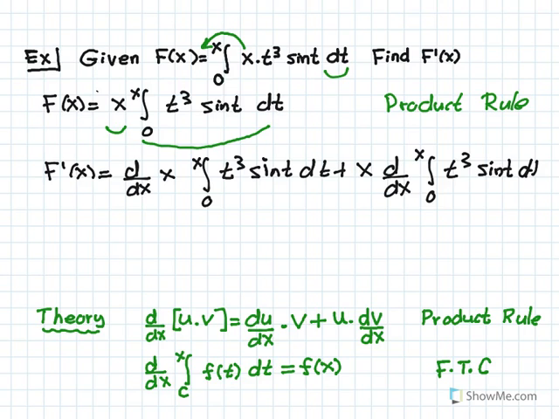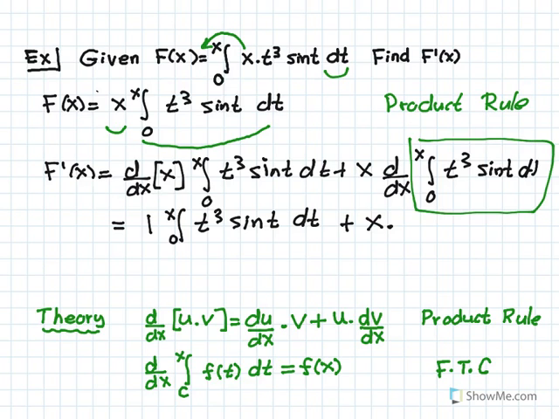Now the derivative of x is just going to be 1 times the integral from 0 to x of t cubed sine t dt, plus x times, now we have to apply the fundamental theorem of calculus. So what we're going to do is x will get plugged into t, and what we get is x cubed sine x. Let me rewrite this, make it look nicer.